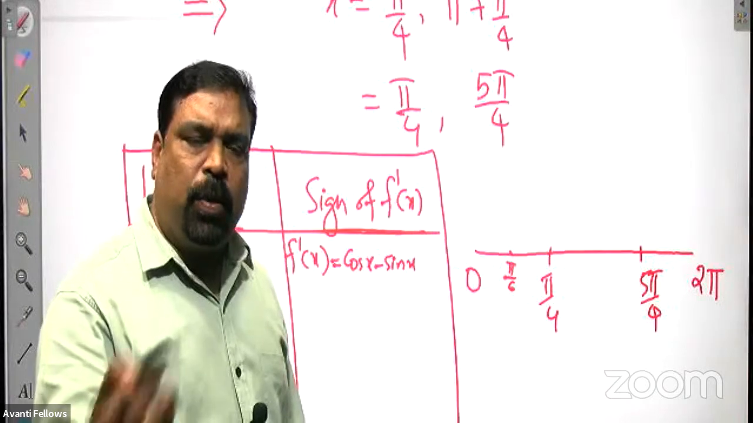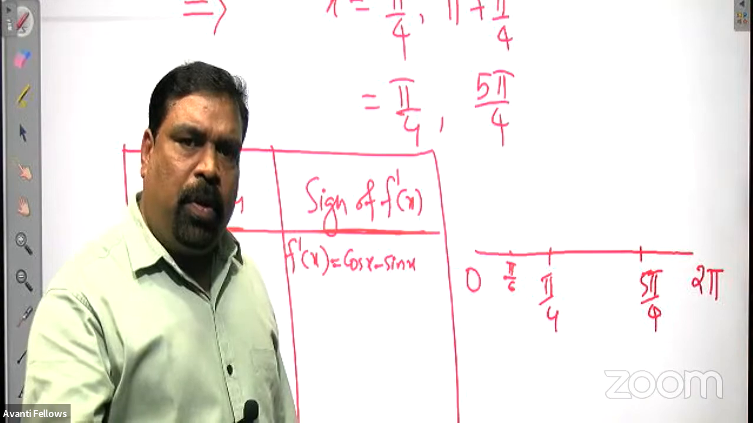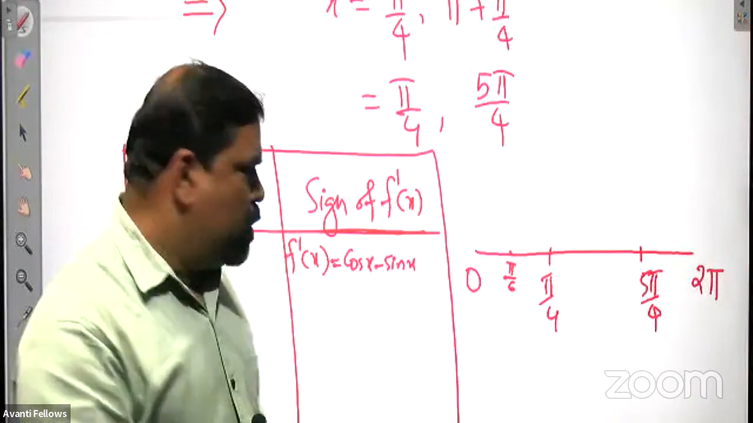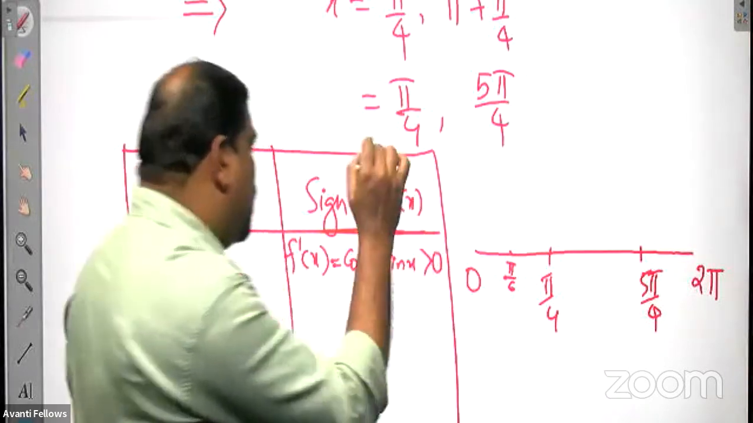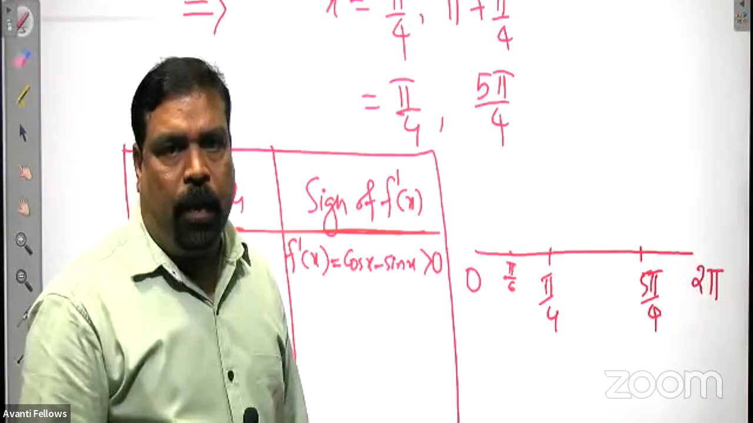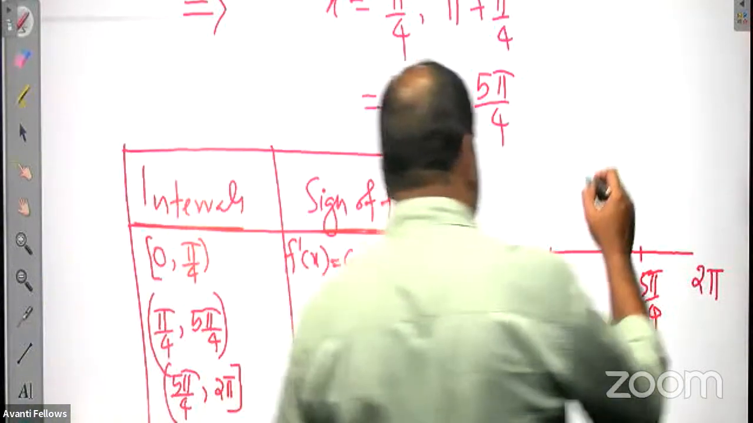Is it clear? Root 3 by 2 is greater than 1 by 2, so very clearly the difference is positive. We need only the sign actually. So in the first interval, the derivative is positive. Otherwise, also graphically, we can identify whether it is positive or negative.